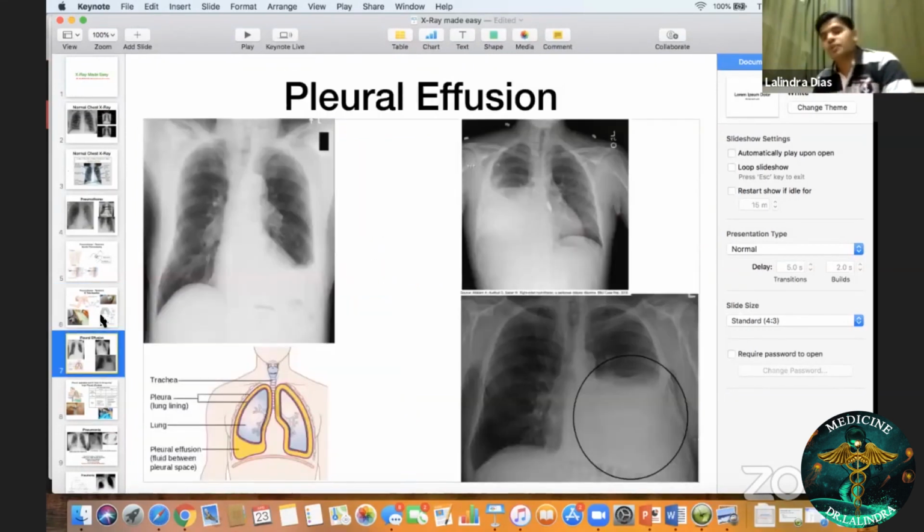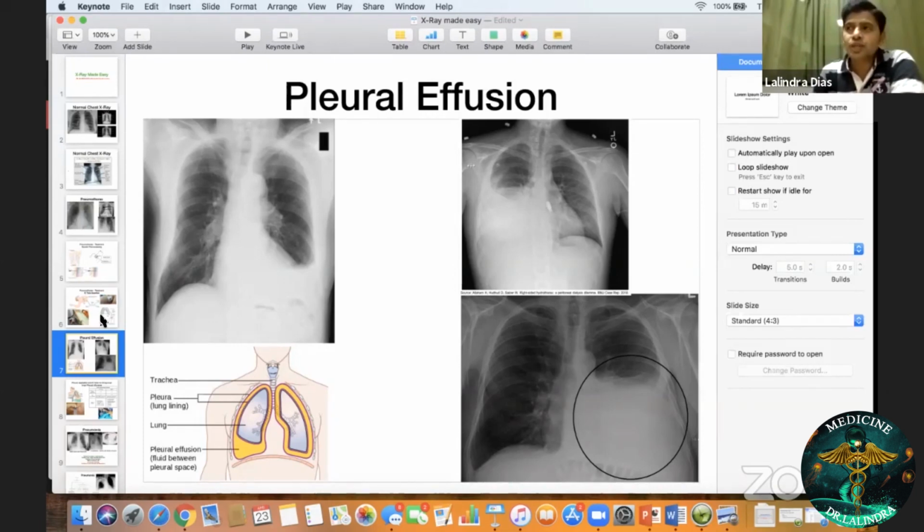Right. Next topic is water. Earlier we discussed air in the pleural space. Now we are going to discuss water in the pleural space. Water in the pleural space is called pleural effusion.